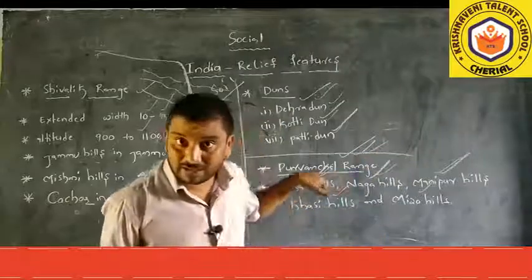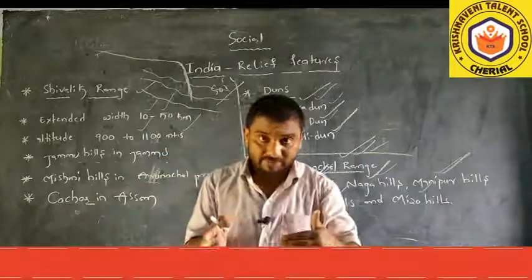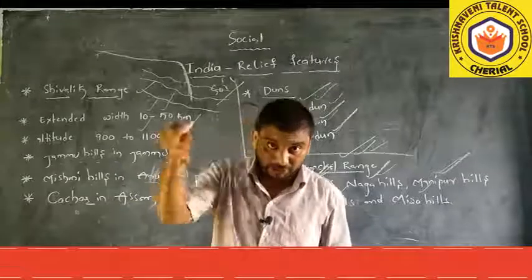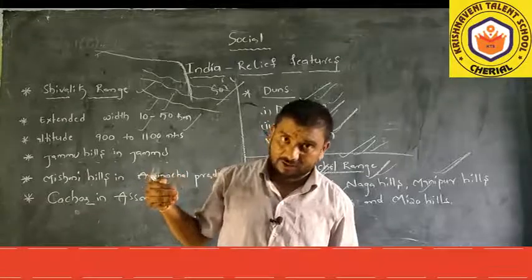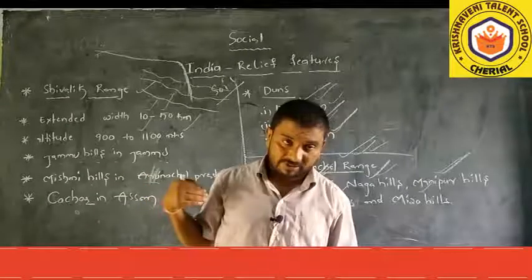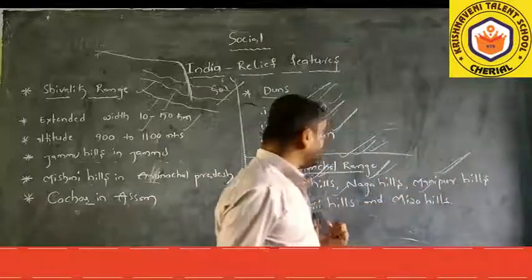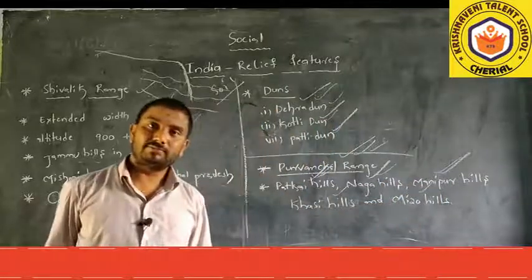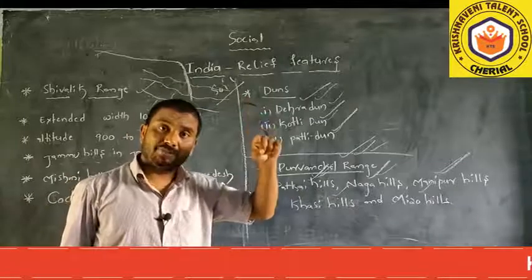The Shivalik Range, when it comes towards the eastern states, has many divisions. These divisions have different names in different states, like Patkai Hills, Naga Hills, Manipur Hills, Kashi Hills, and Mizo Hills.